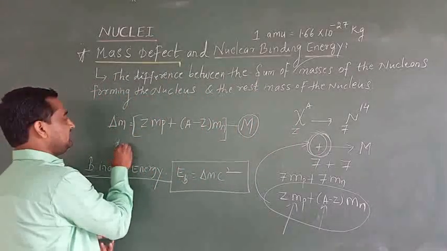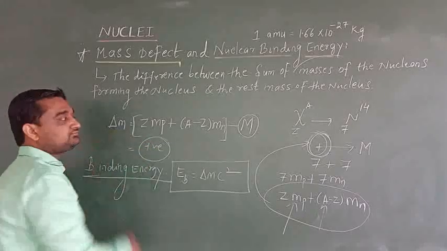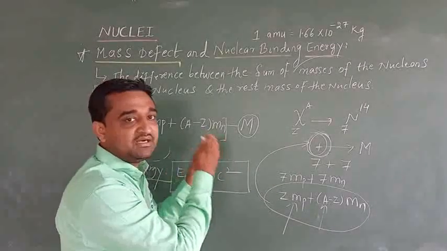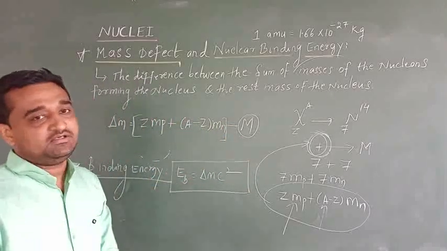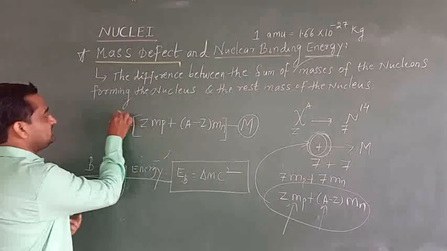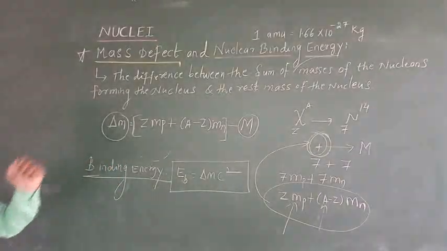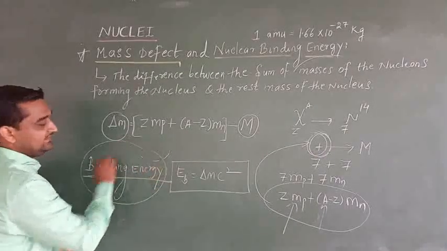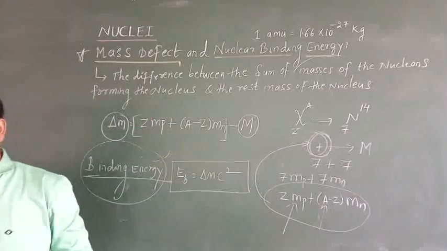If both were equal, delta m should have been 0, but here we are getting positive. That means some amount of mass is lost during the formation of the stable nucleus from its constituent nucleons. That mass is called the mass defect, delta m. Then that should be converted into energy according to Einstein's mass energy relation. That is called the binding energy. Binding energy is equal to delta m into c square.